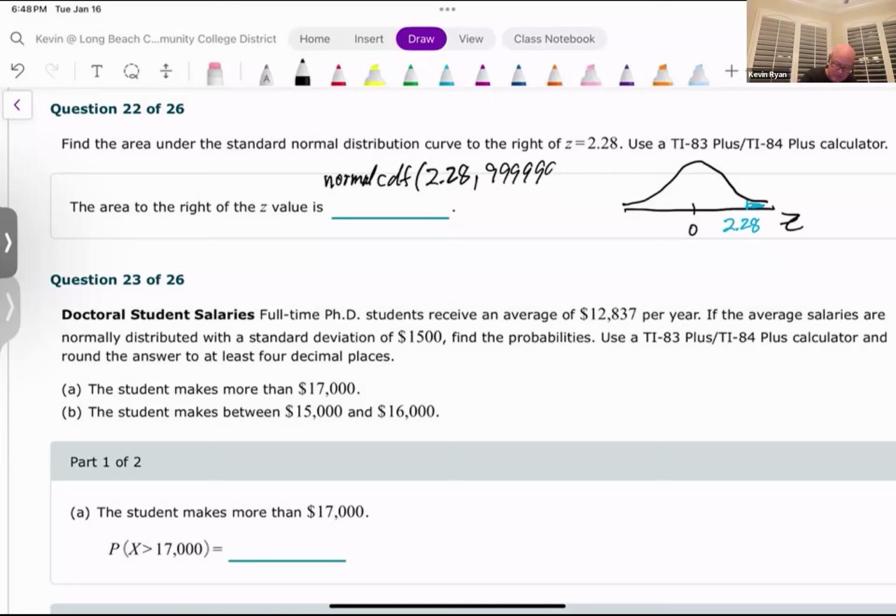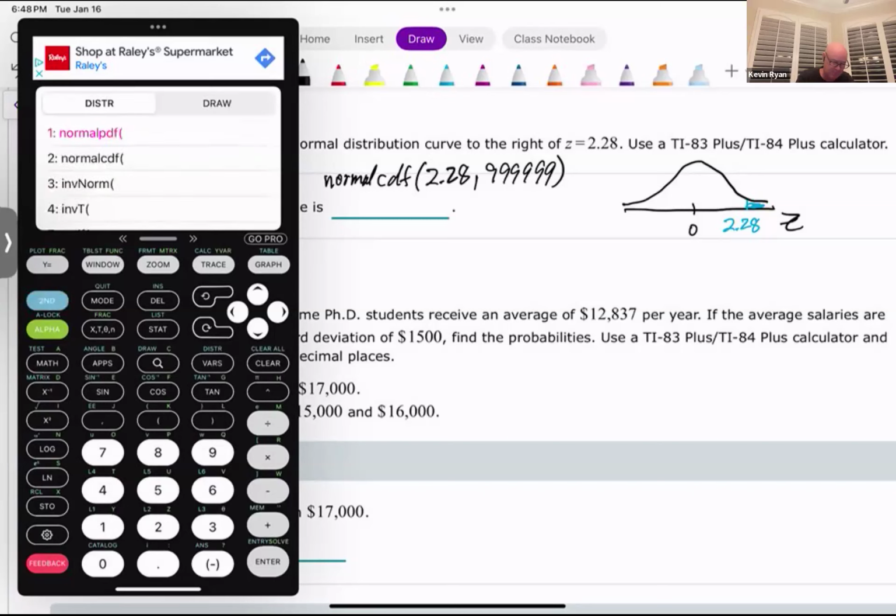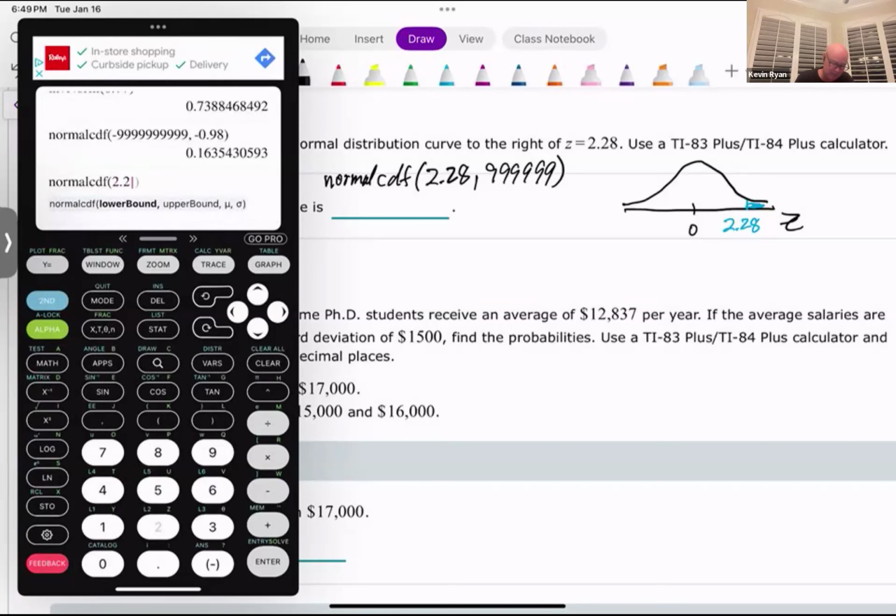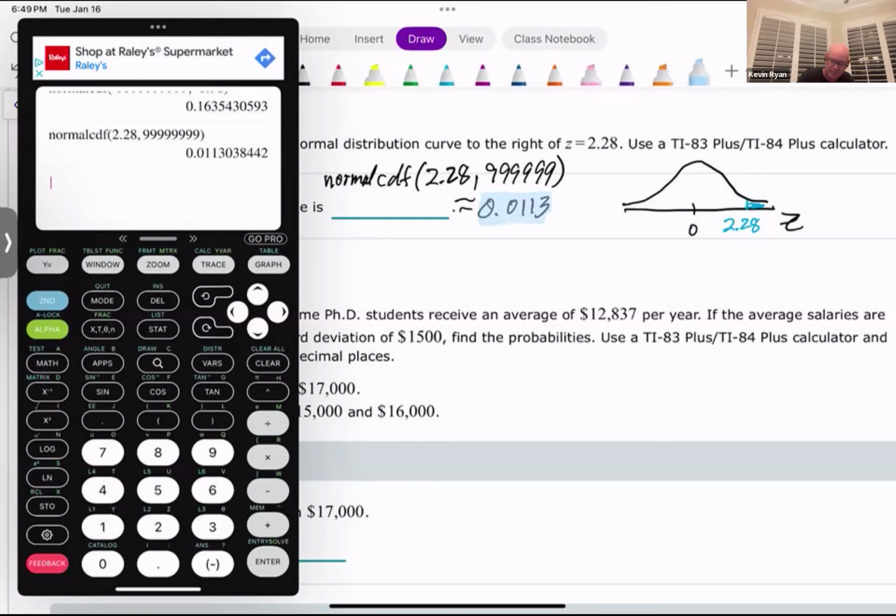Now, I want to predict that this is going to be a tiny, tiny area because we're a good amount more than 2 standard deviations away from the mean, which is a lot. So here we go. Here we are, a little over 1%. And I'm saying that this is that area there under the curve.